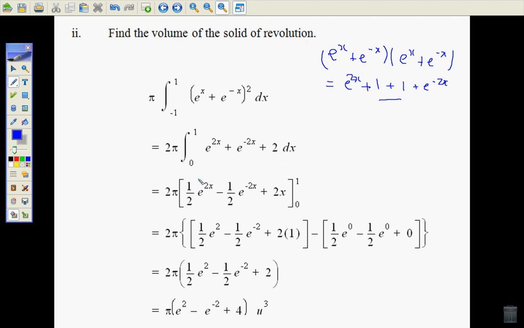Integrate e to the 2x becomes a half e to the 2x. e to the minus 2x integrates to minus a half e to the minus 2x. 2 integrates to 2x. Don't forget to integrate the 2. So between 0 and 1, we substitute 1 in. We substitute 0 in, which again, you're going to see half e to the 0 minus half e to the 0. It's going to cancel each other out. Plus 0. We're just left with what's inside there. Half e to the 2 minus half e to the minus 2 plus 2. And expand and multiply the 2 through, gives us cancellation there, and 4. And there's our answer as we're going to leave it. We don't have to do anything else with it.